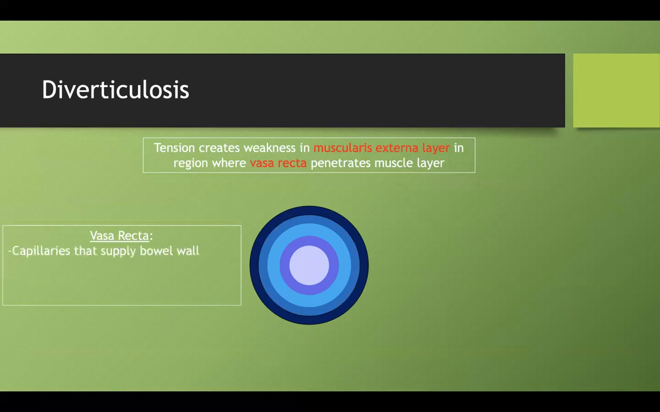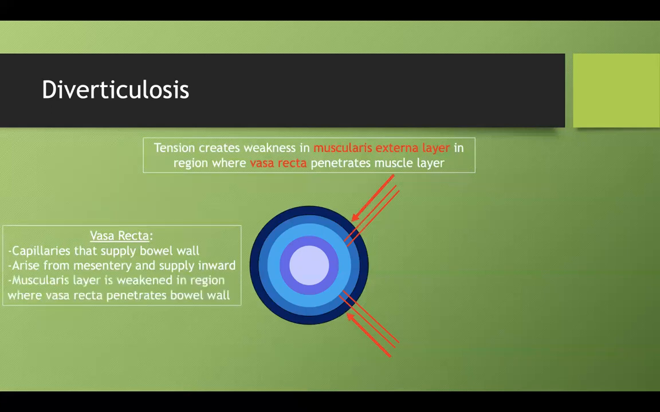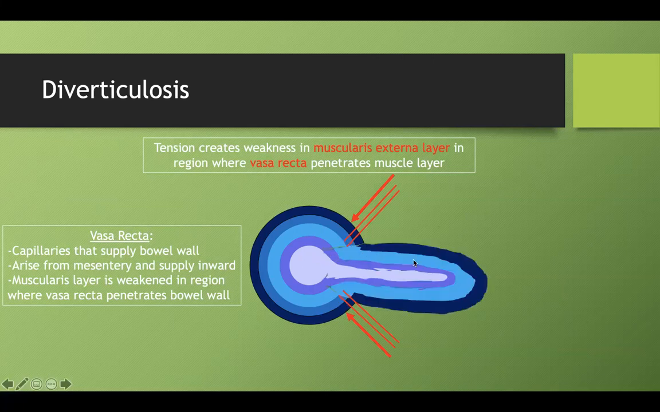Vasa recta are capillaries that supply our bowel wall. So here's some capillaries, and they arise from the mesentery, and they have to supply the blood from out to in. So they're kind of going in this direction. The problem is that where they actually penetrate our muscular layer, it's a little bit weaker than most of our other areas. So right here can get a little bit weakened because you have these capillaries that are coming in right through this region. And when that happens, this wall tension that we just talked about from straining so much can actually push these 2 layers right here all the way through and break through that muscular layer that we just had.